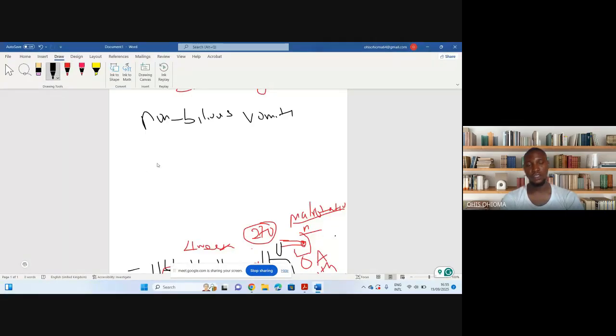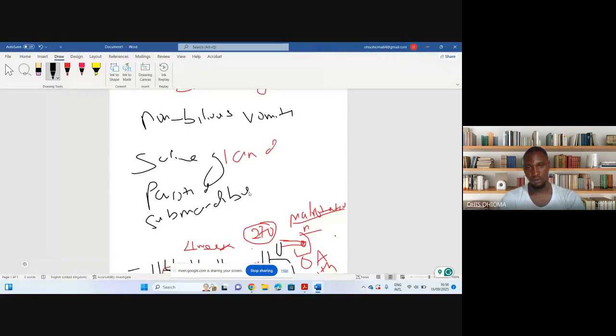So let's start with salivary glands. We have three types of salivary glands. I'm sure that you're aware of this. We have the parotid gland, we have the submandibular gland. These are the commonest ones, right? And then we have other accessory salivary glands as well.